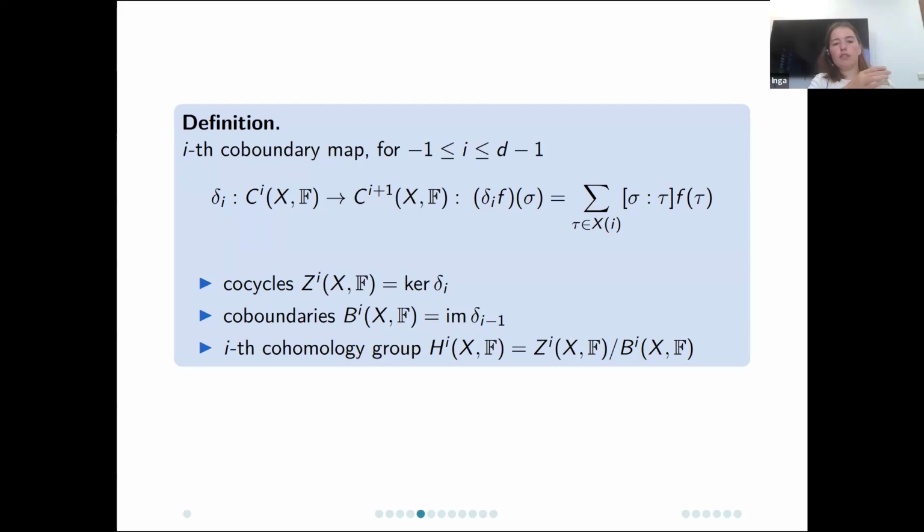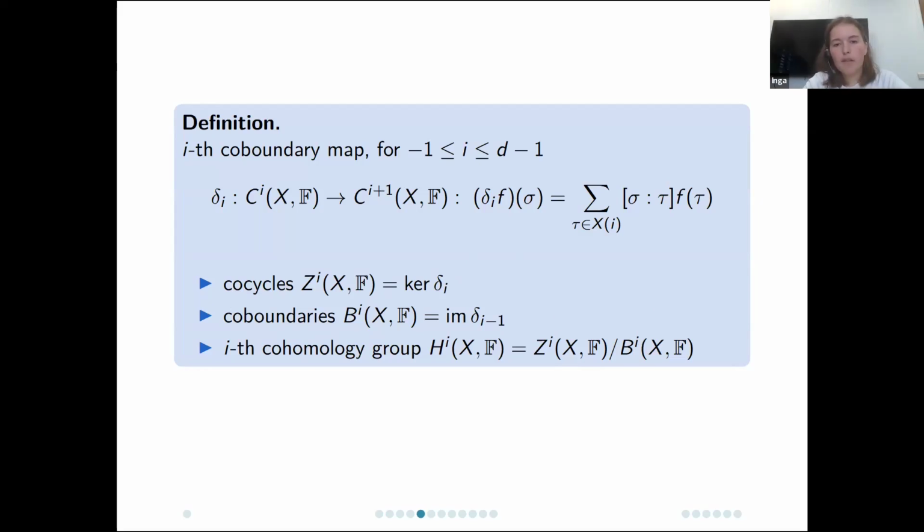And just as is customary in cohomology theory, we'll denote by Z^i the kernel of delta^i and call the elements cocycles. B^i will be the image of delta^(i-1), and the elements are called coboundaries. And it turns out that every coboundary is a cocycle, so we can look at the quotient Z^i mod B^i, and this will be the i-th cohomology group of X.